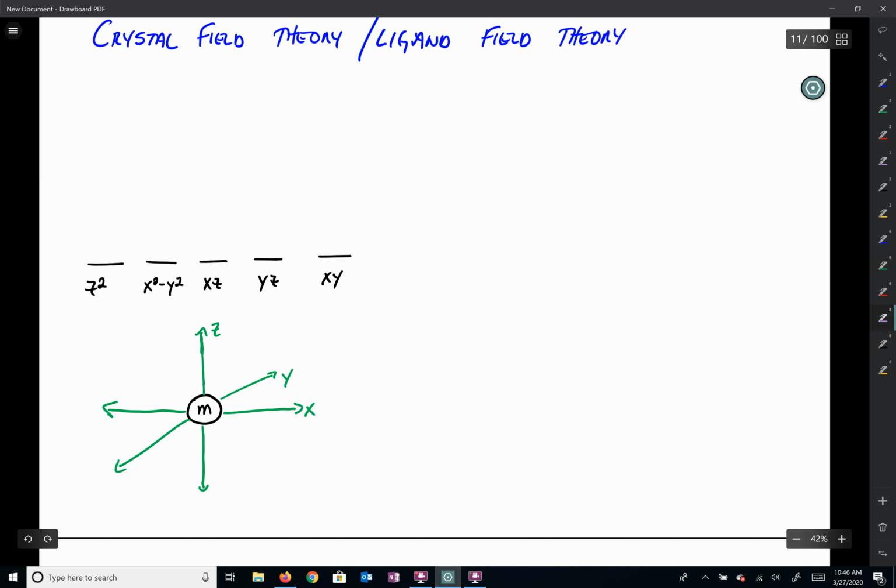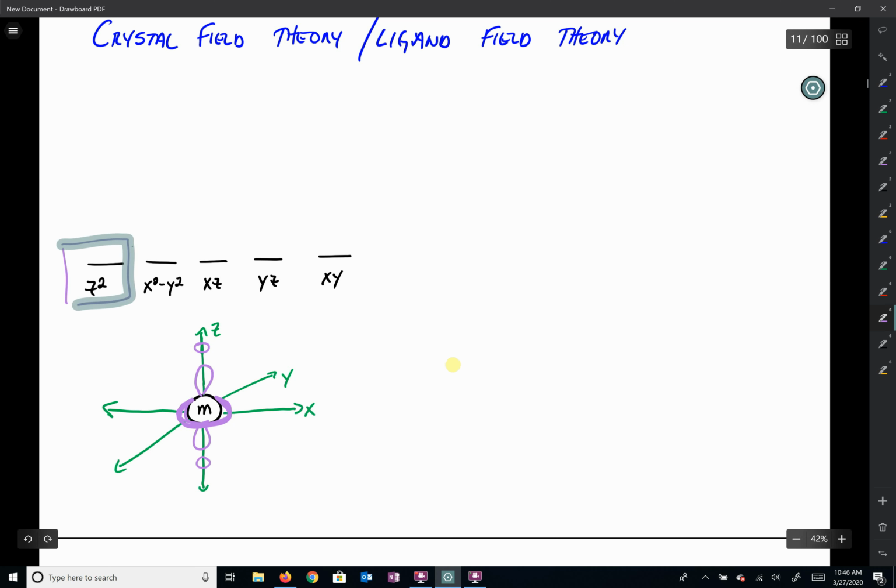Similarly, if I have a ligand that is coming in on my z-axis, then any orbital on my metal that lies directly on that z-axis can interact with it. For instance, we have our z-squared orbital. Remember, our z-squared orbital looks like a p orbital with a little donut around it. And that's going to cause my z-squared orbital to change in energy.